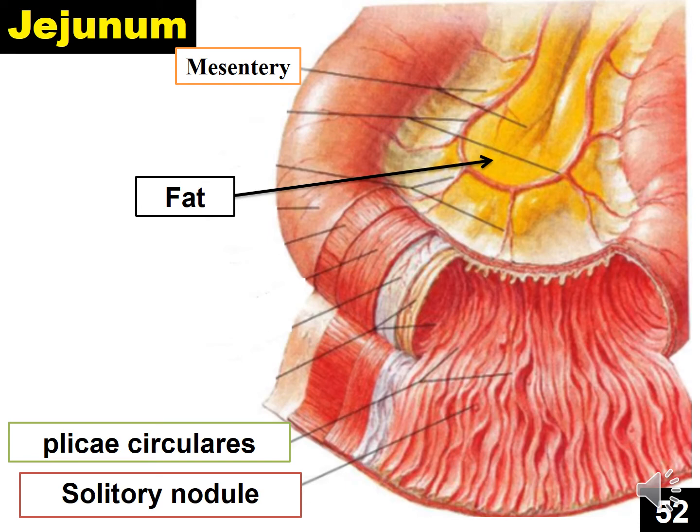This is the jejunum. You can see the fat, which is distinguished by the mesentery. The fat is not at the mesenteric border; it is away from the mesenteric border, near the root. Notice the plica circularis, and notice there is a solitary nodule, also marked in red. You can see the fat in the mesentery, it is away from the intestinal border of the mesentery.